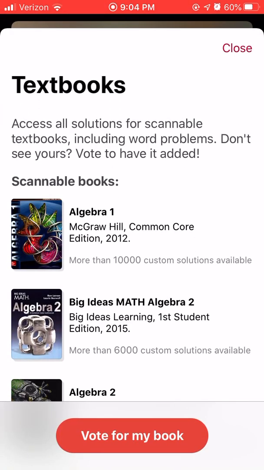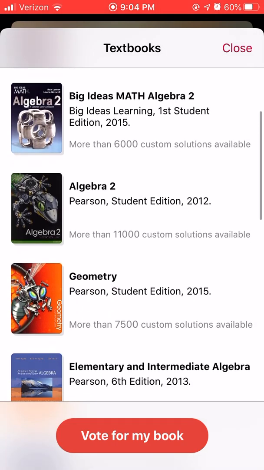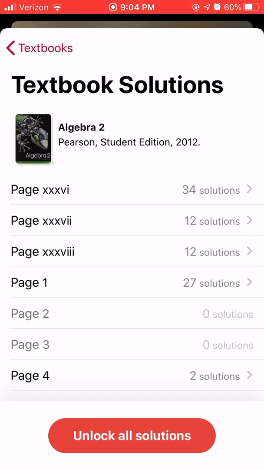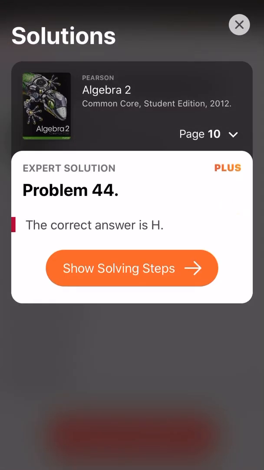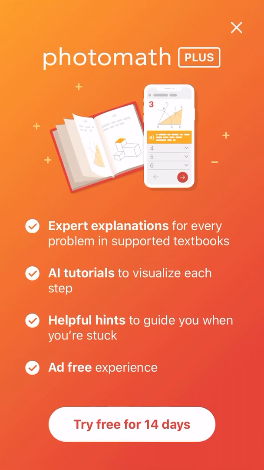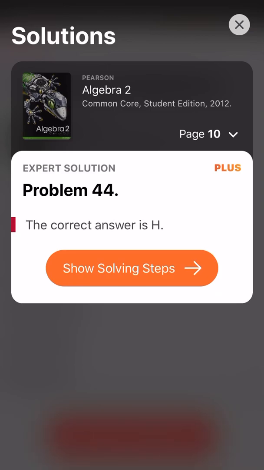Sometimes with math, it's hard to know where to go. There's also certain textbooks in here you can look for your own. And if I was on page 10, doing problem 44, I could check it. Maybe not. Well, I guess you have to pay for this part, but I could still get the answer. I just can't see the solving steps for the textbook.